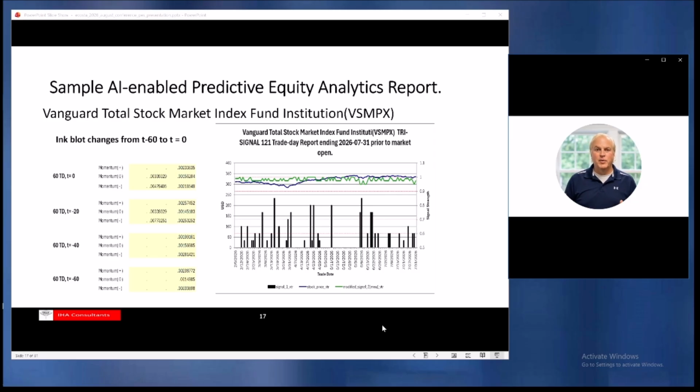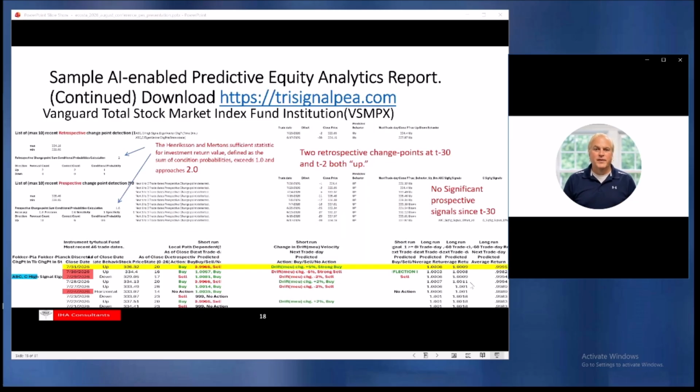Sample AI-enabled predictive equity analytics report for Vanguard Total Stock Market Index Fund Institution, VSMPX, continued. First, notice the series has not moved much, staying in the range 332 to 339, so few prospective and few retrospective signals were expected. The retrospective change point at -2 is up behavior at close price 329.